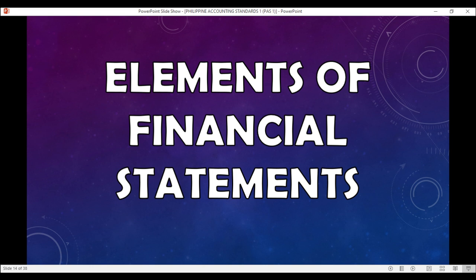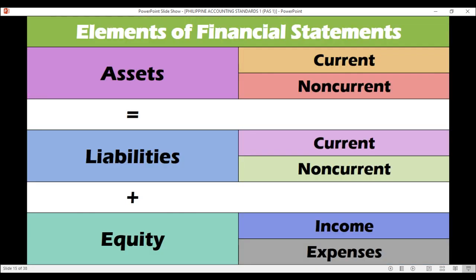Now, for the elements of financial statements, our next focus. We have already discussed financial statements earlier. To come up with financial statements, we should be familiar with the elements of financial statements. At the very least, we have three major elements: the assets, liabilities, and equity. As for the assets and liabilities, they are subclassified into current or non-current. And for the equity, we have the income and expenses. Okay?